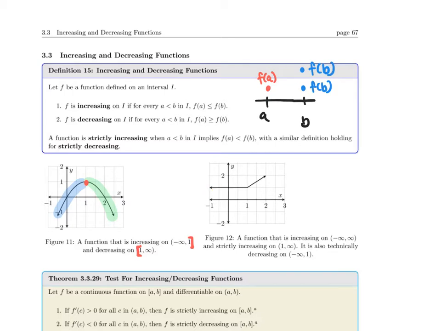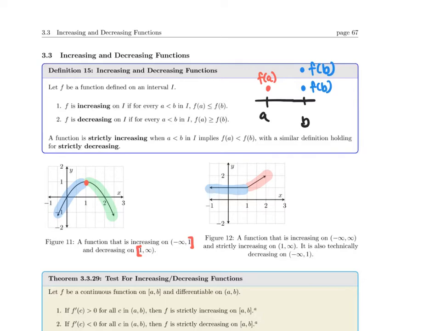Okay, this function's a little bit strange. This function is increasing on negative infinity to infinity. Our definition was just that the y values had to get larger or stay the same. So this part where the function is constant, that is technically increasing. Now this is strictly increasing. So we have this section right here where it's strictly increasing from 1 to infinity. And then we have this other section where it's just increasing. But you might say if it's increasing, well, isn't it also decreasing? Yes, it is also decreasing.